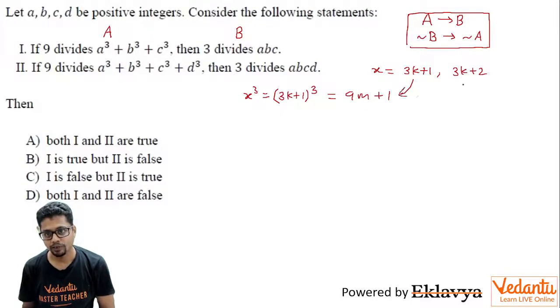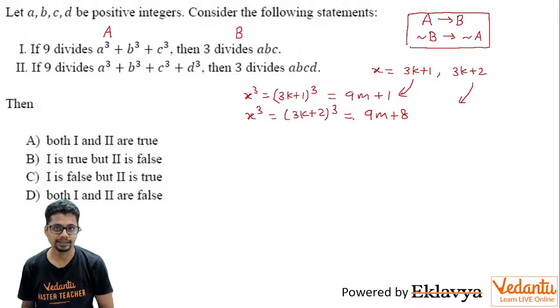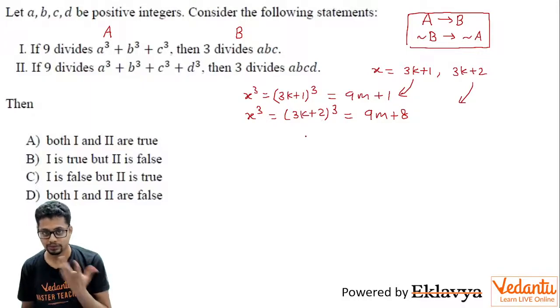Similarly, what if x is of the form 3k plus 2? Then what about x cube? It will be of the form 9m plus 8. By similar understanding, 3k whole cube is divisible by 9. 3 times 3k whole square multiplied by 2 is divisible by 9. 3 times 3k, which is already 9k, multiplied by 4 is again divisible by 9. And what you're left with is only this 2 cube, which is 8.